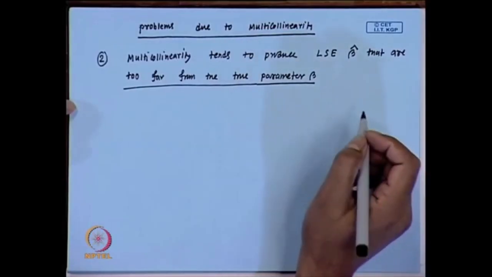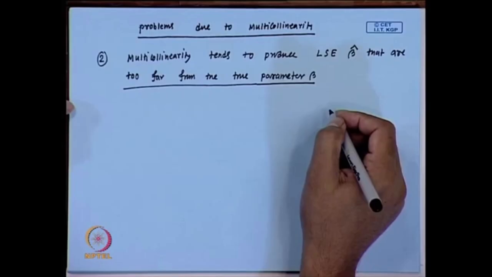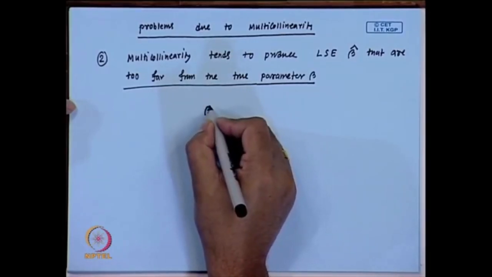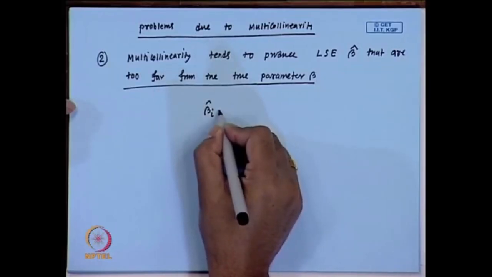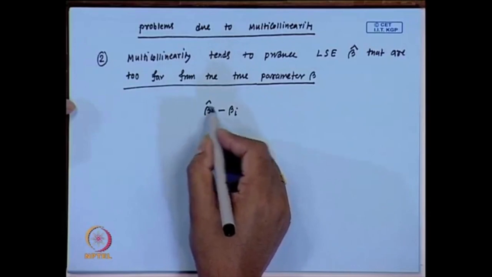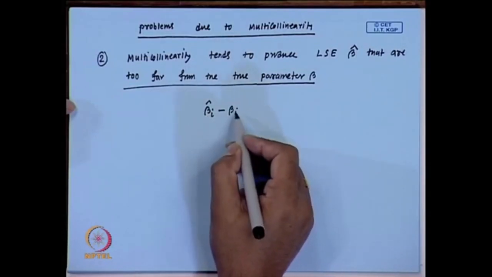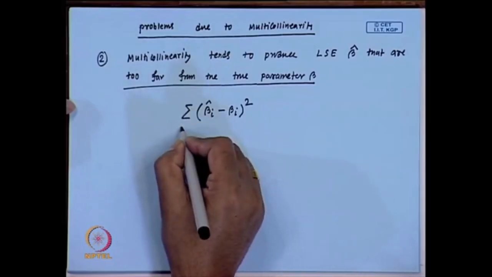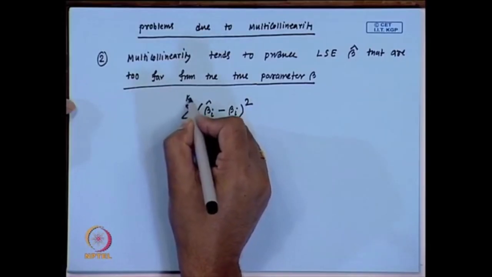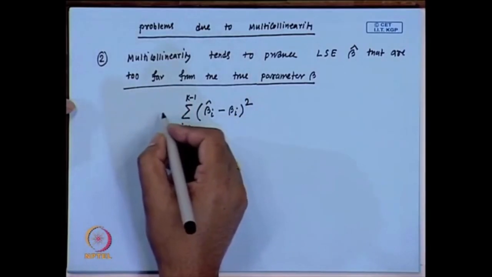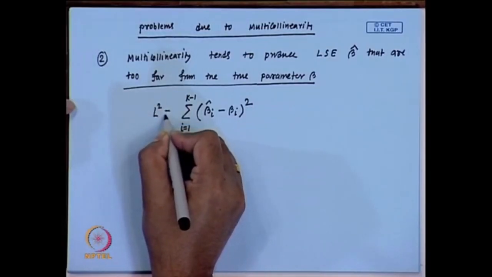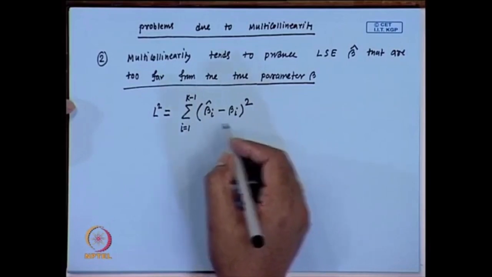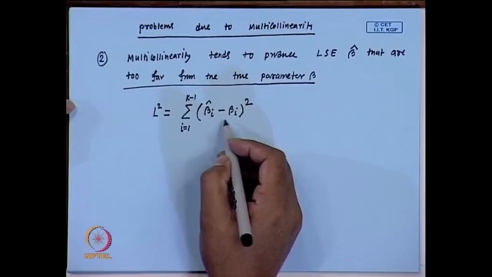Here we compute the square distance between the least square estimate of the regression coefficient, beta i hat minus beta i. This is the estimate of the ith regression coefficient and this is the true value of the ith regression coefficient. The squared distance, summed over i from 1 to k minus 1, we denote by L square. This is the square distance from beta hat to the true parameter value beta.